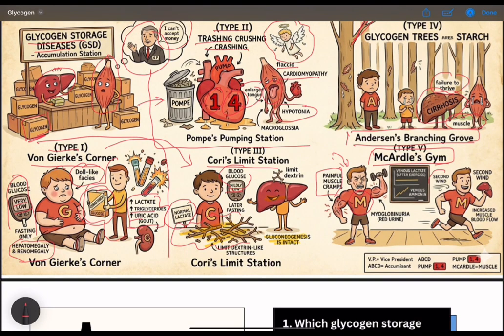Second wind phenomenon, the increased blood flow for second wind phenomenon, the patient is running, and the graph for normal venous lactate and increased ammonia. And over here we have the same mnemonic. And at last, some memory drills.